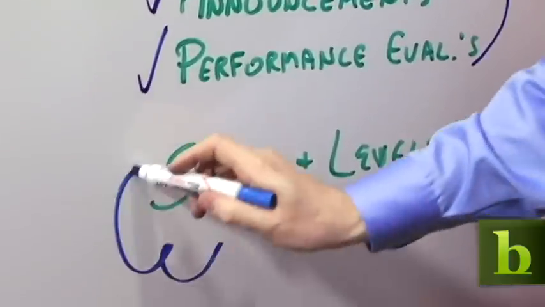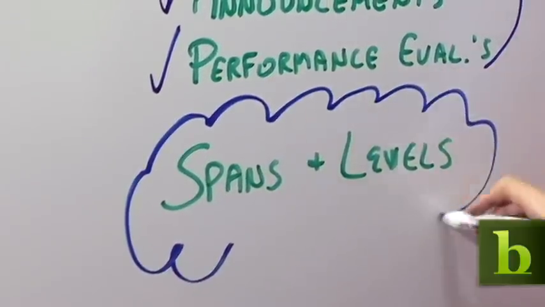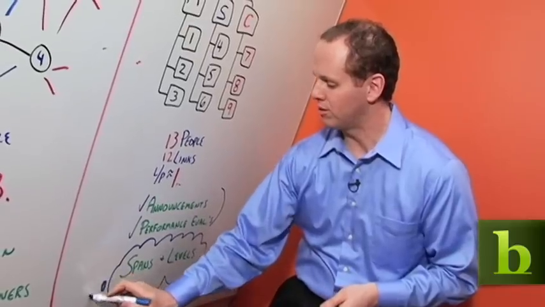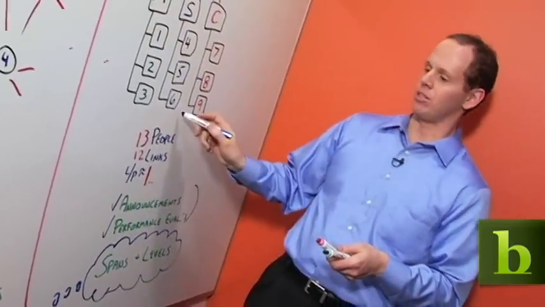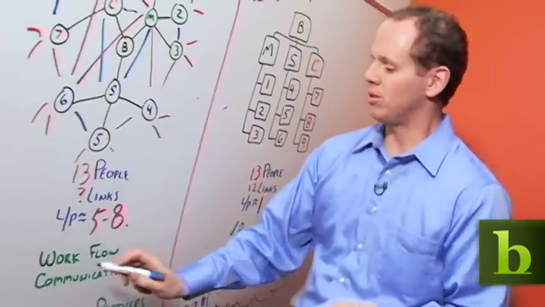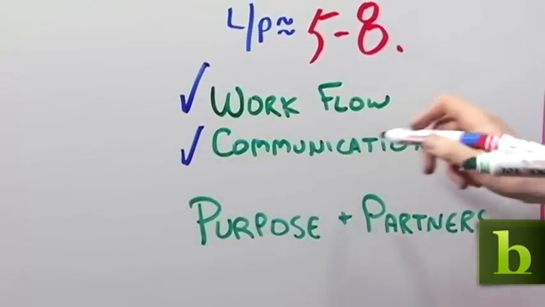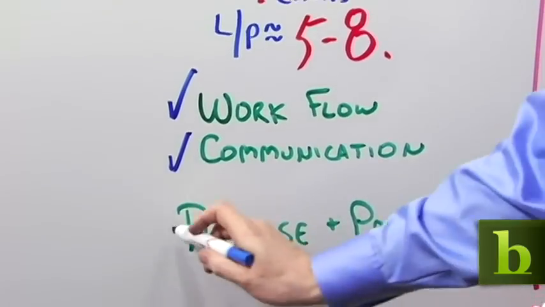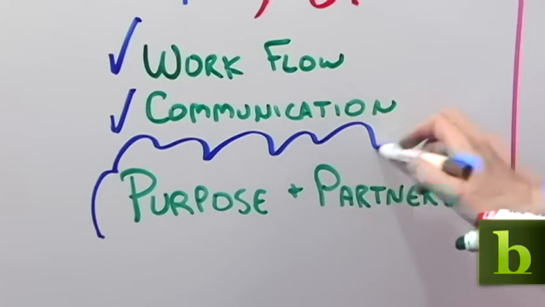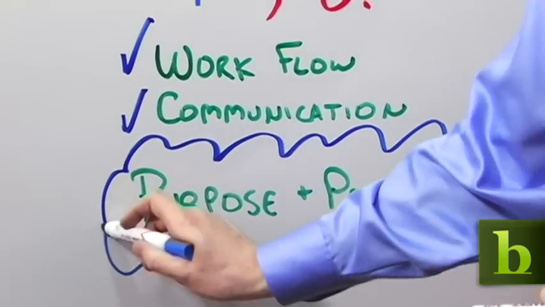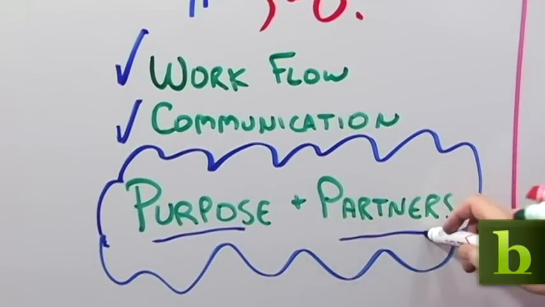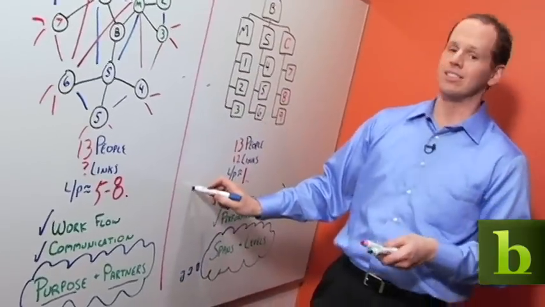Also, if we're thinking in terms of spans and levels, in other words, who reports to whom and who has how many direct reports, then we can talk about using an org chart. But when we get into issues like workflow, how the work gets done, communication, who's talking to whom to get the work done, and issues of thinking about purpose and partners, that is, who's doing what and who they're working with to get it done, the org chart doesn't tell the story.